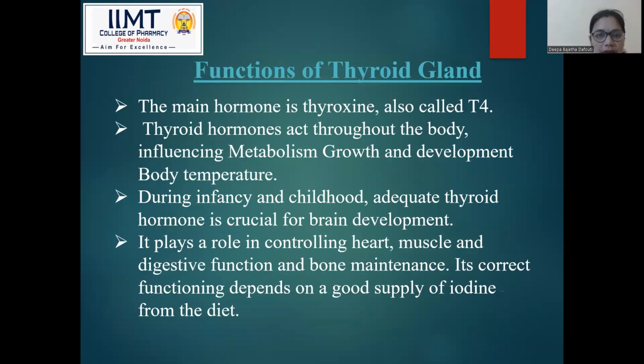The functions of thyroid gland: the main hormone is thyroxine, T4, tetraiodothyronine. Thyroid hormones act throughout the body, influencing metabolism, growth, development, and body temperature. During infancy and childhood, adequate thyroid hormone is crucial for the brain development of the fetus. It also plays a role in controlling heart, muscle, and digestive function and bone maintenance. Its correct functioning depends on a good supply of iodine from the diet.